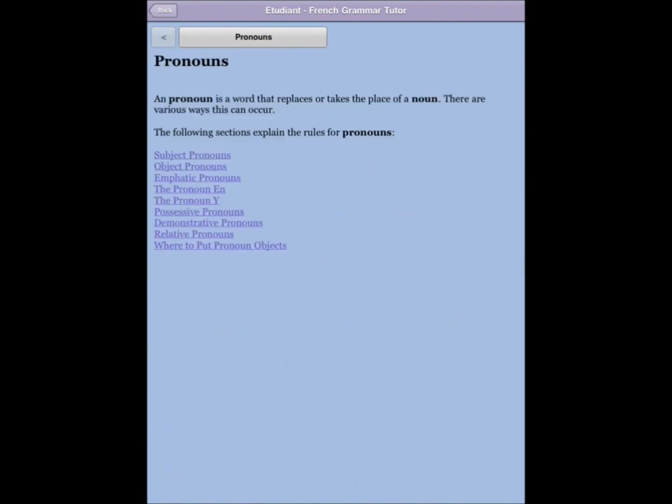Under pronouns, quite an extensive section on subject, object, emphatic, possessive, demonstrative, and relative pronouns, as well as separate sections on en, y, and where do you put those pronoun objects.